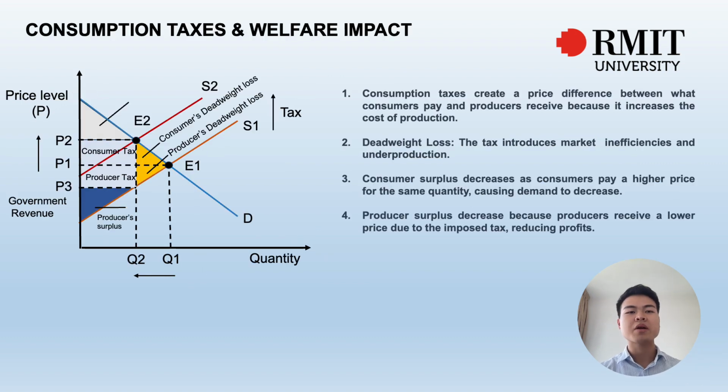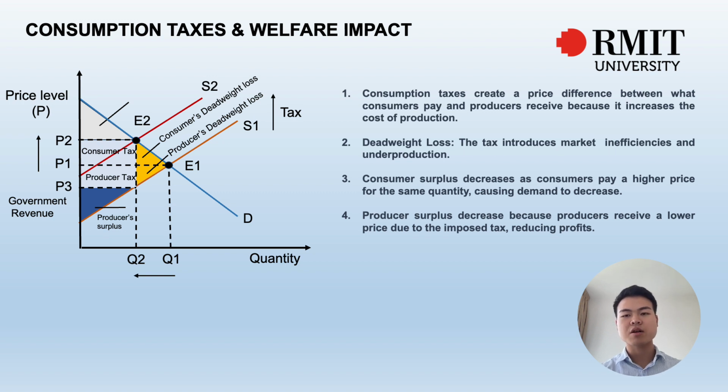So now I'll be talking about the consumption taxes and welfare impact that is imposed in the economy. This graph shows the deadweight loss in the case of a consumption tax levied on the supplier. Consumption taxes, such as sales tax, increase the cost of goods and services for consumers, and it can be shown in the rectangle as consumer tax and producer tax. As a result, individuals and households may reduce their spending on these items, and this reduces the overall level of consumer spending and supply in the economy.